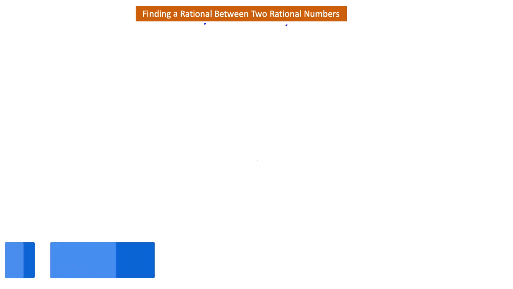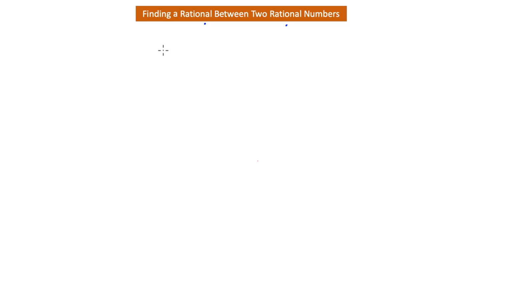Very often students ask me, how do you find a rational number that is between two given rational numbers? Well, I'll say this is a very simple technique: how do you find something in between two numbers? So we'll begin with our first example.